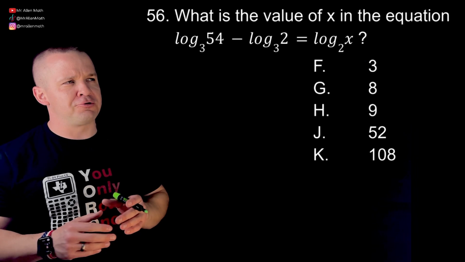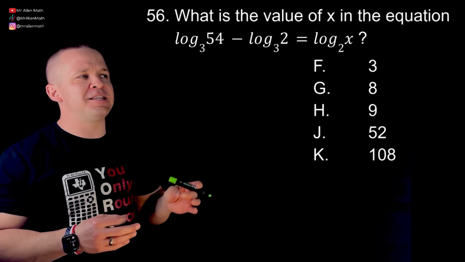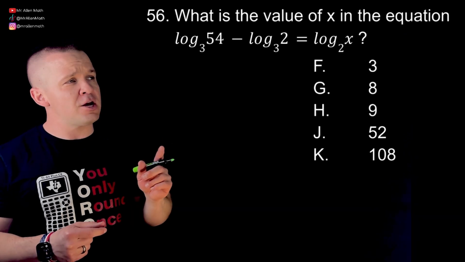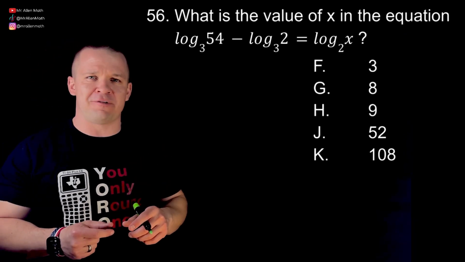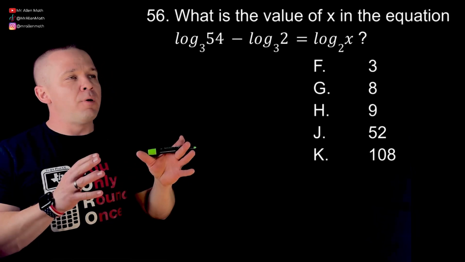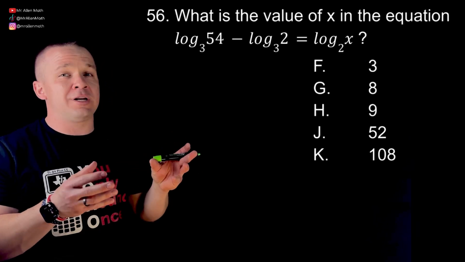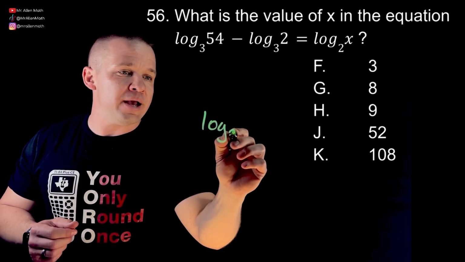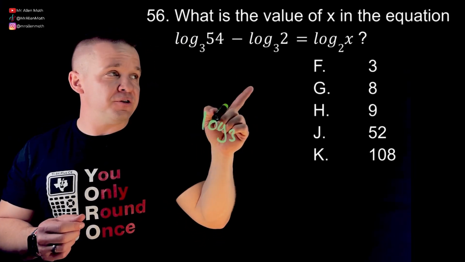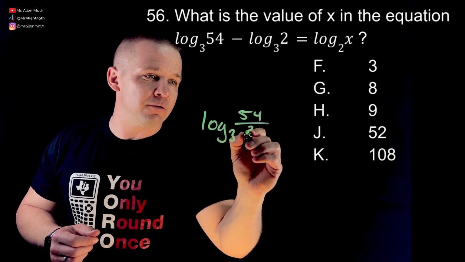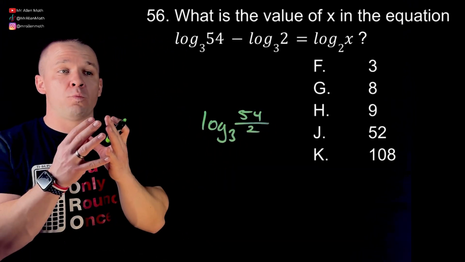Excellent. So here's an interesting one. We have: what is the value of x in the equation log base 3 of 54 minus log base 3 of 2 equals log base 2 of x. Okay, so we got different bases on each side here, which complicates things. But what we can actually do is condense the left-hand side down to log base 3 of 54 divided by 2. So subtraction condenses down to division once we put it into one logarithm.